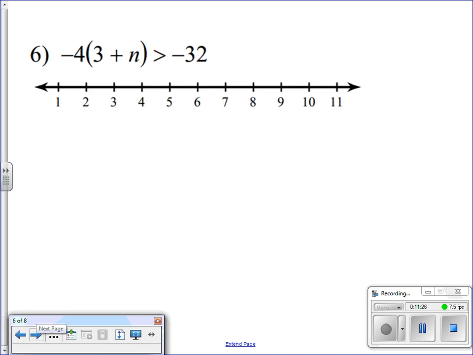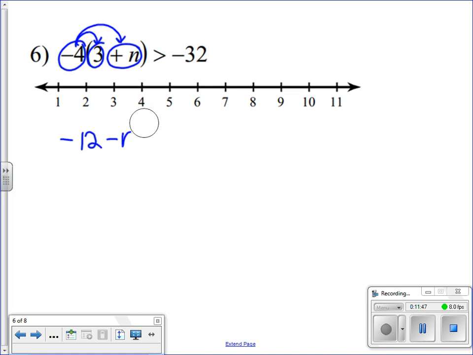Okay, the next one here. Again, we're going to distribute first. So we have negative 12, negative 4 times positive 3. That's a negative 12. Then I have negative 4 times a positive n. That's going to give me a negative n. Oh, excuse me, negative 4n. Sorry. Negative 4n is greater than negative 32.